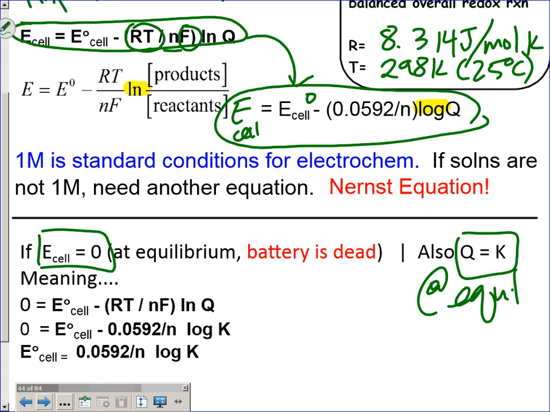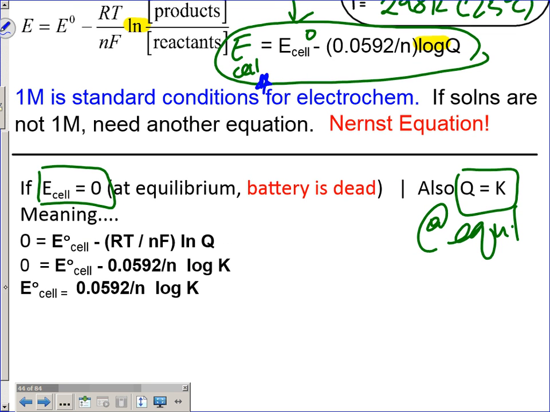Already yourself, because that's our initial conditions of equilibrium conditions. And then as you continue to see where this plays a role, it's going to play a role in this E cell, not E not cell, but E cell. E cell is the non-standard conditions, right? So if your battery's dead, it's probably because your concentrations have changed so much, no longer at 1 molar. So that's why we're saying E cell is 0, not E not cell is 0.